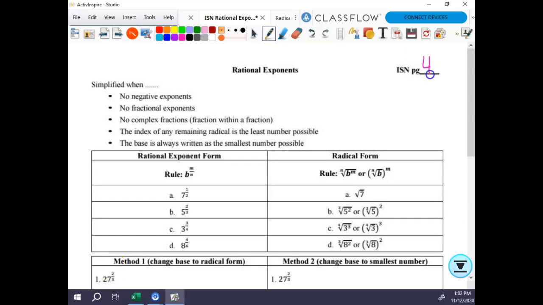All right, so we're going on page 48 for this one. This is rational exponents, meaning they're fractional exponents. That's another way to say it. Fractional exponents. So they are simplified. If you're told to simplify or evaluate, no negative exponents, no fractional exponents.